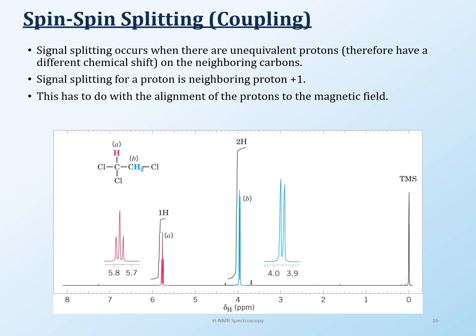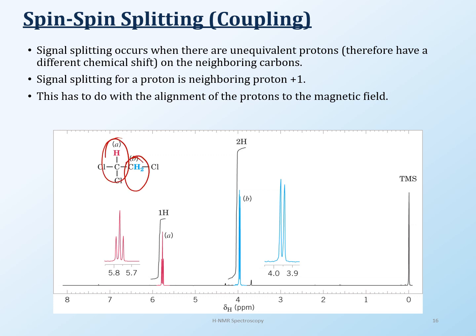Now there is a spectrum in which you can actually see the splitting, because you have unequivalent protons, and those unequivalent protons will now start seeing other protons. Okay, that's the whole thing. So you have protons that are next to each other.